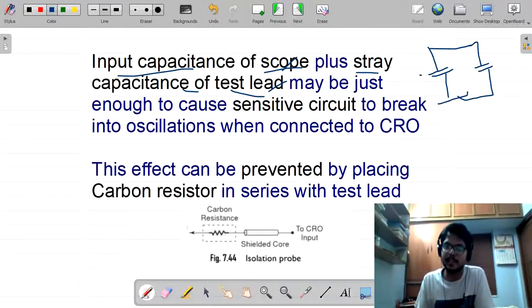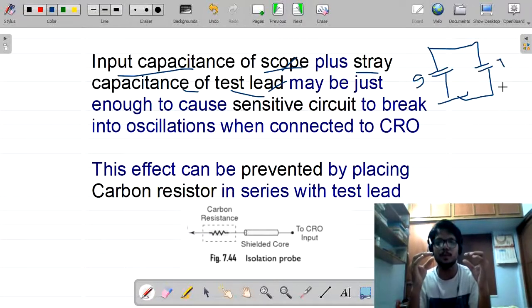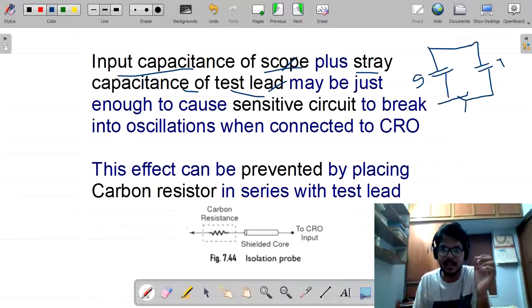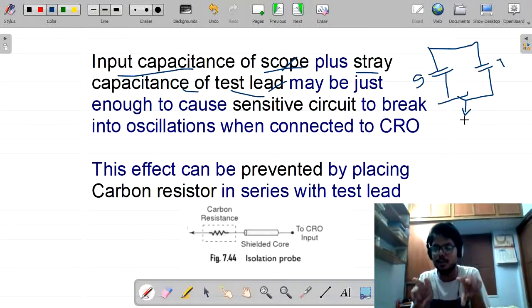Suppose one is the capacitance of a scope and the other is the capacitance of a test lead. Now what will happen? As there are only two capacitances connected in parallel, it indicates a second order circuit. From network theory, we can clearly observe that second order circuits will generate oscillations.